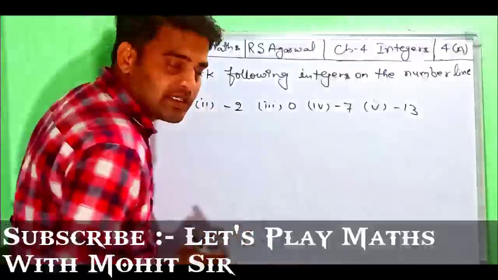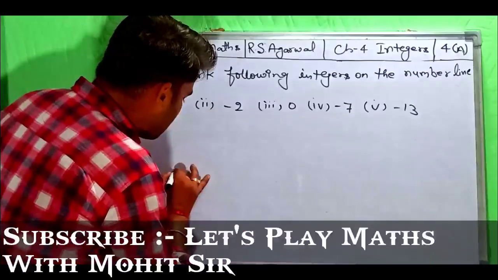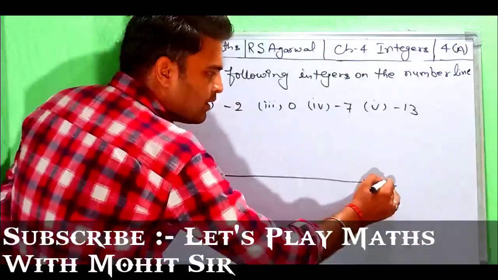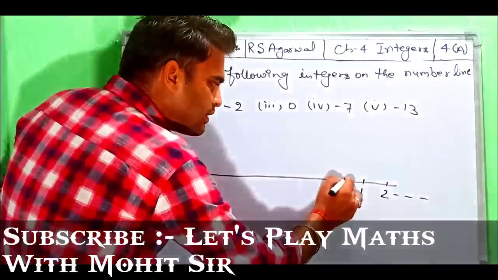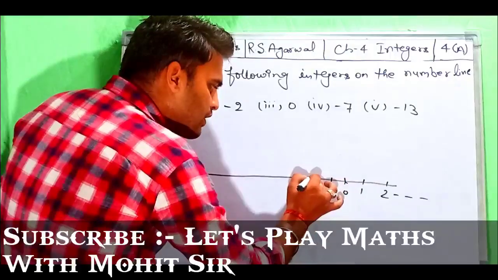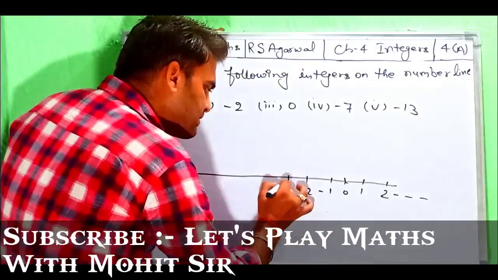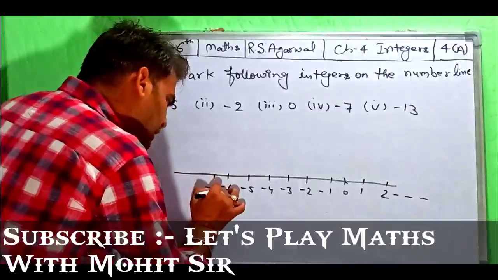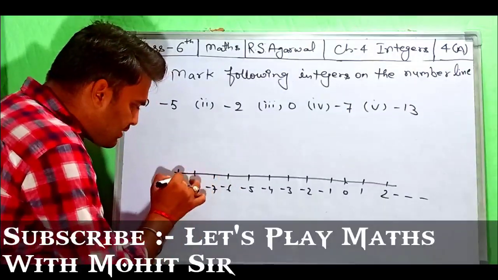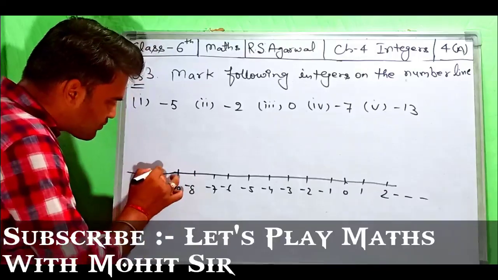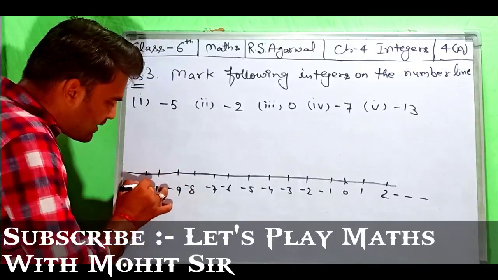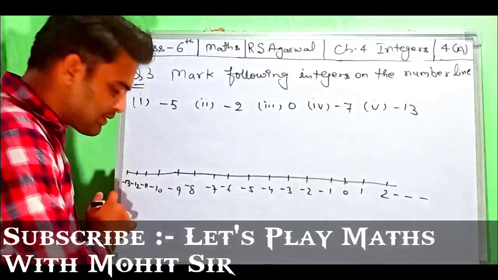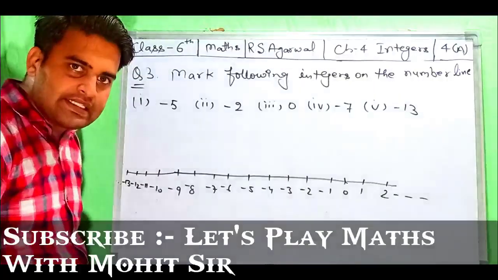Until 13, I am taking a number line. This is 1, this is 2 and so on. This is 0, 1, -1, -2, -3, -4, -5, -6, -7, -8, -9, -10, -11, -12, -13 and so on. Look at this, this is the number line.